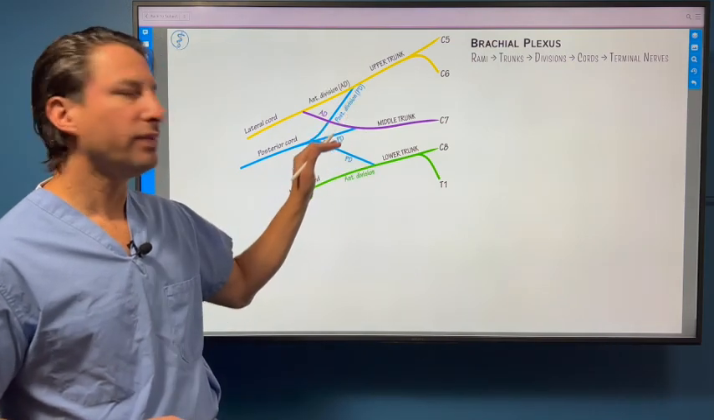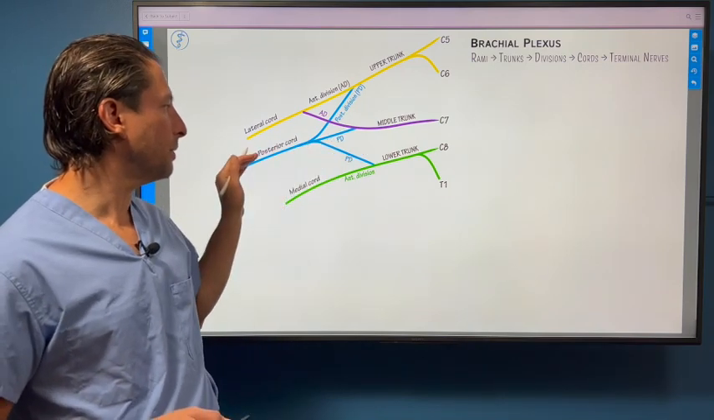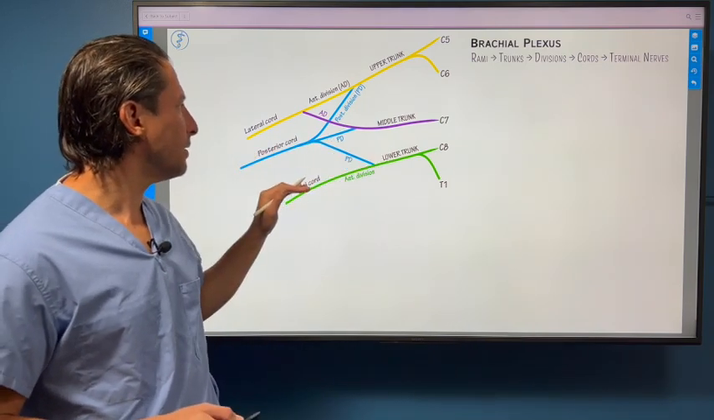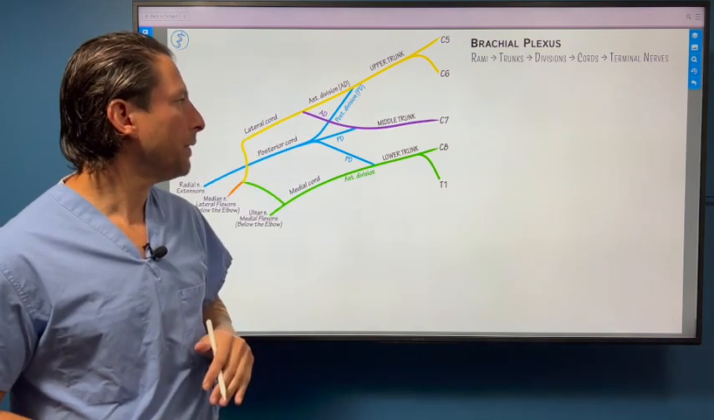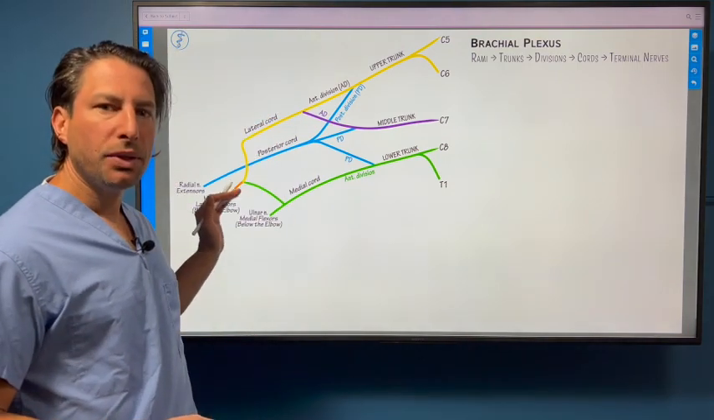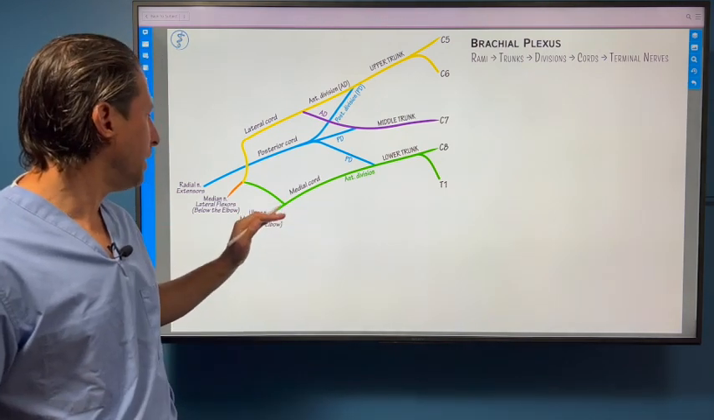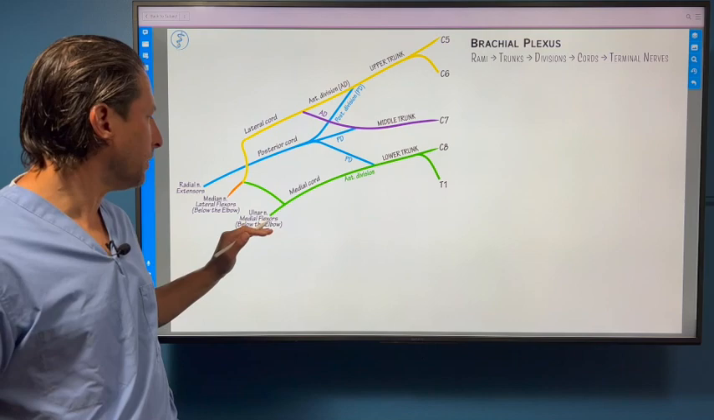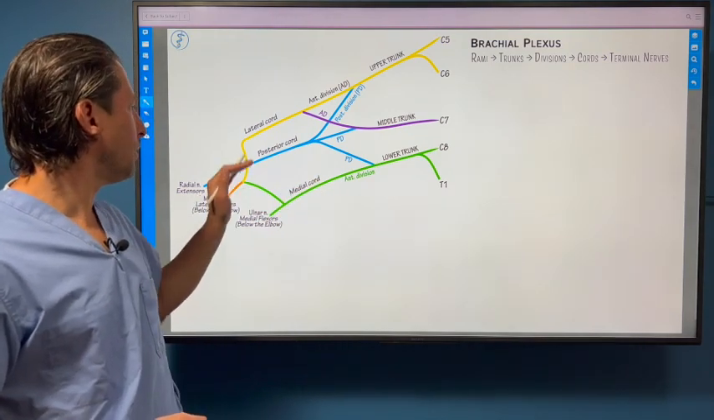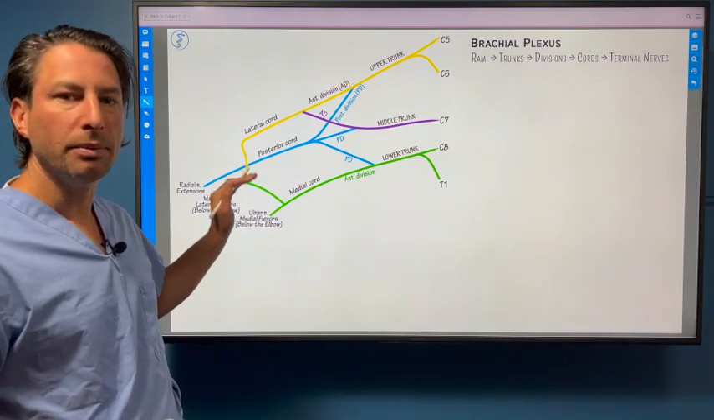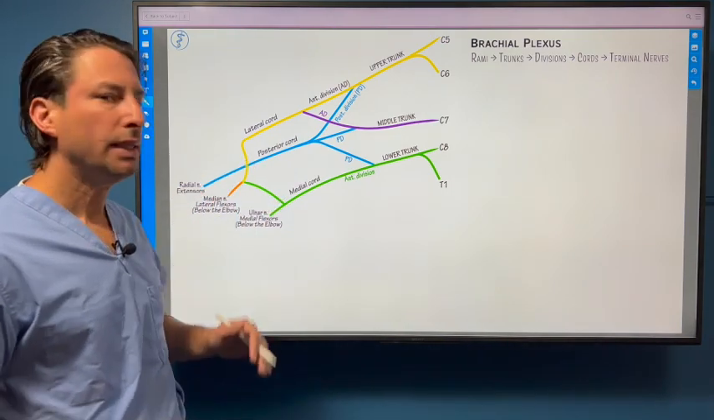So here are the divisions themselves. There's the posterior divisions of all these trunks that make up the posterior cord, and then the anterior divisions make up the lateral cord and the medial cord. The terminal nerves, core to understanding any sort of nerve innervation of the limb here. Ulnar nerve comes off of the medial cord, and then the median nerve is a combination of both the lateral and medial cords, and then the radial nerve comes off the posterior cord.